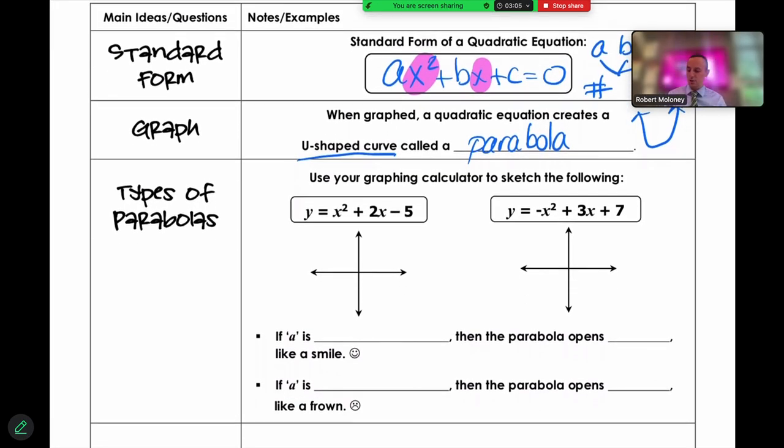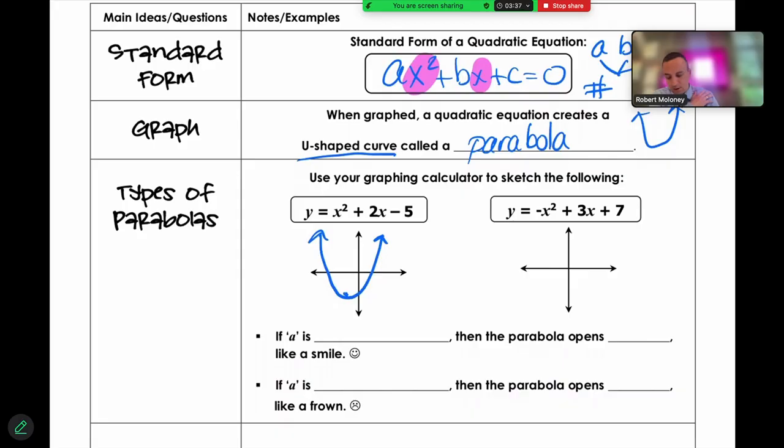Now you've each got your graphing calculator, and you're going to remember how we graph this. We hit y equals, and we can type these in and see what we get when we graph x squared plus 2x minus 5. The calculator is going to do all the math for us, so we can see what it looks like. We get a graph that looks something like this. We've got a point somewhere down here, and we're looking at a U shape like this.